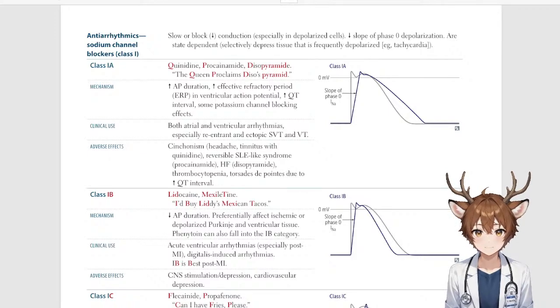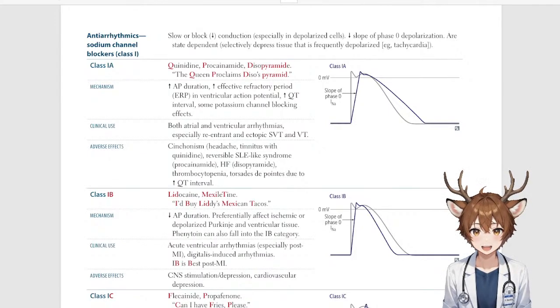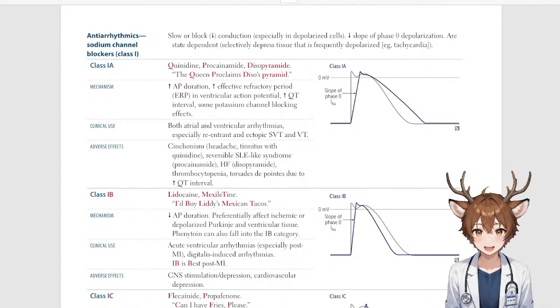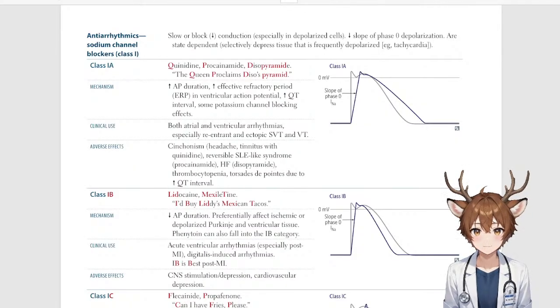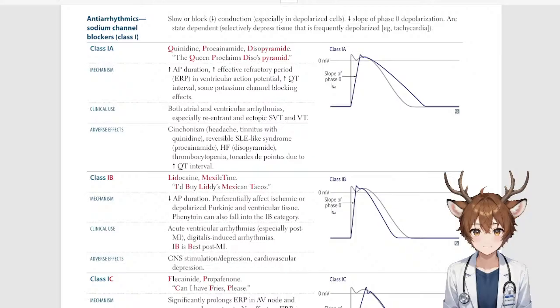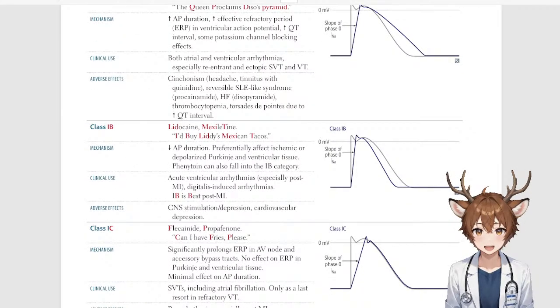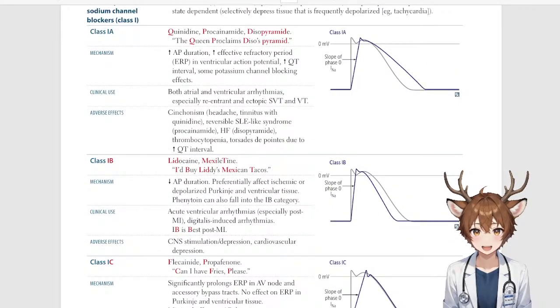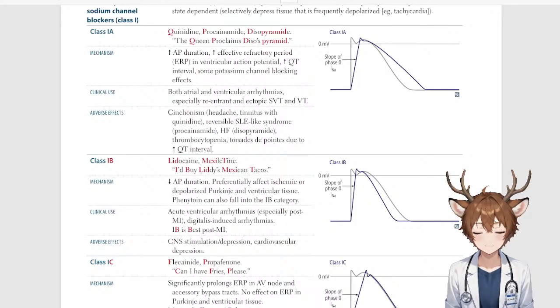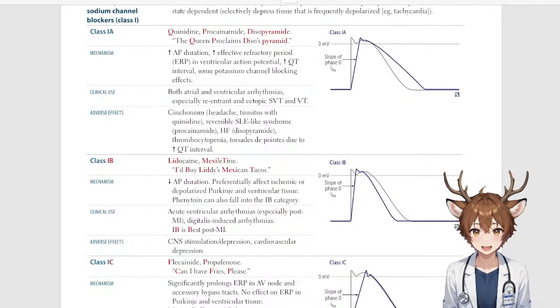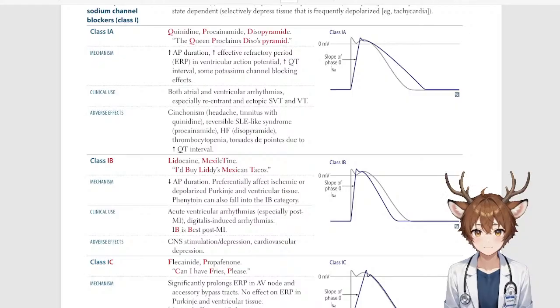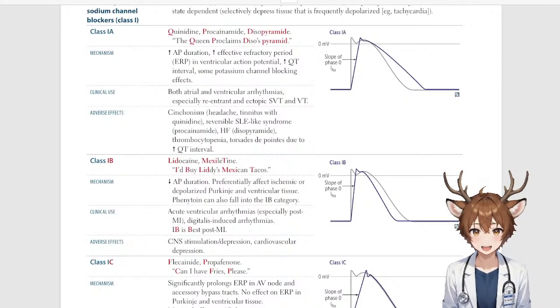Okay. Adverse effects of 1B drugs: CNS stimulation or depression, cardiovascular depression. And now we'll see class 1C. See the difference between class 1A, 1B, and 1C for the diagram? How the slope looks like. B is a lot less exaggerated, a lot more minute compared to A and C.